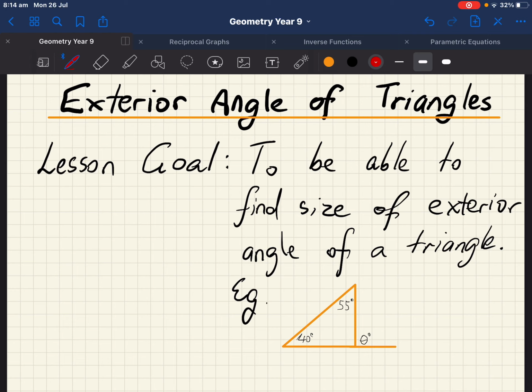So if you haven't yet, can I just get you to put the heading, exterior angle of triangles, in your book? Once you have that heading in, continue on with the video and we'll move on to our next lot of notes.